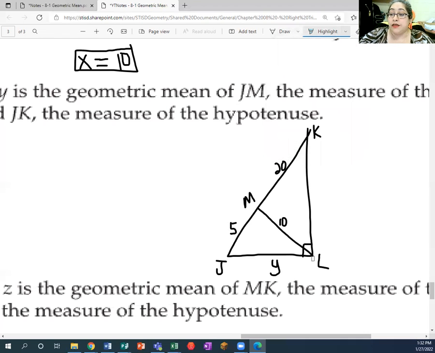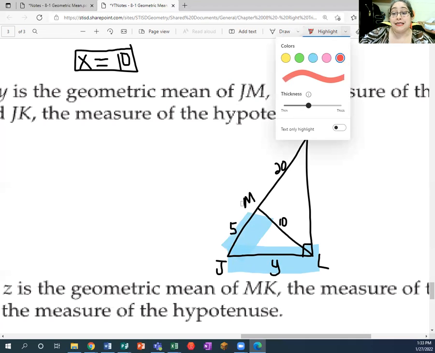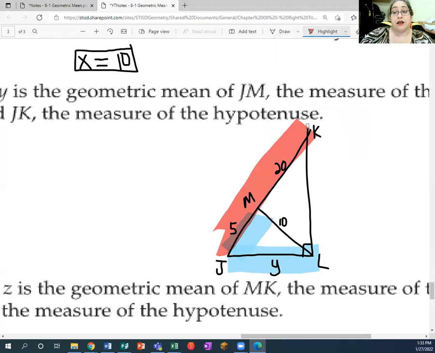All right, so there is Y. Now, if I notice, Y is not the altitude. Y is sitting on the leg of my right triangle, which means that this is the geometric mean between this part of the hypotenuse that's closest to the leg and the entire length of the hypotenuse.